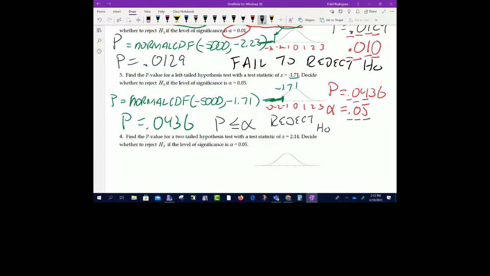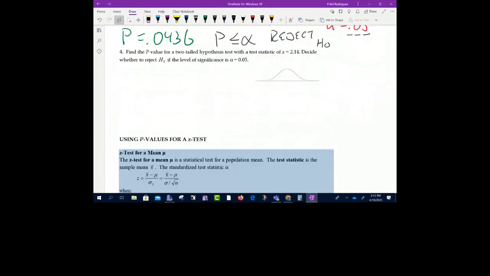All right. So, y'all, I got another question here. It says, can we find the p-value for something we call a two-tailed test with a test statistic of 2.14? Decide whether to reject the null hypothesis if the level of significance alpha is 0.05. Okay, so the first thing I'm going to do, y'all, I'm going to scroll up here just so I can get everything here on my page. Just like we've been doing, y'all. Look, 0, 1, 2, 3, minus 1, minus 2, minus 3. Okay, look at the z-score they gave us, 2.14.